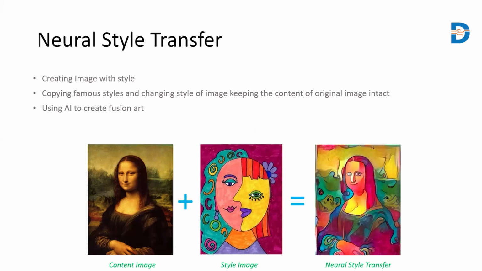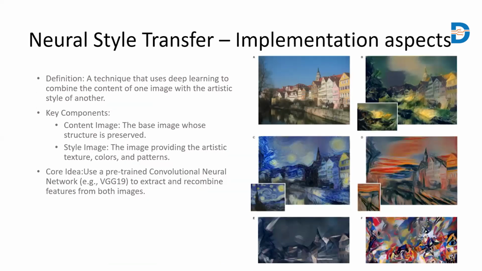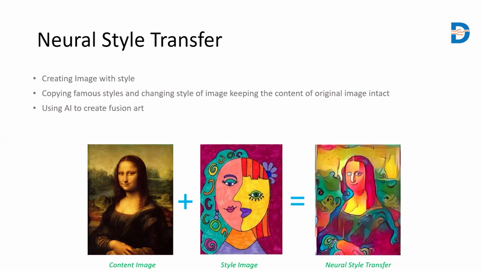So basically, it is based on deep learning models, specifically convolutional neural networks. This enables you to copy famous styles and change the style of an image, keeping the content of the original image intact. For example, we have the famous Mona Lisa image, and this is the styling that we are trying to expect. So a little bit of a doodling style.